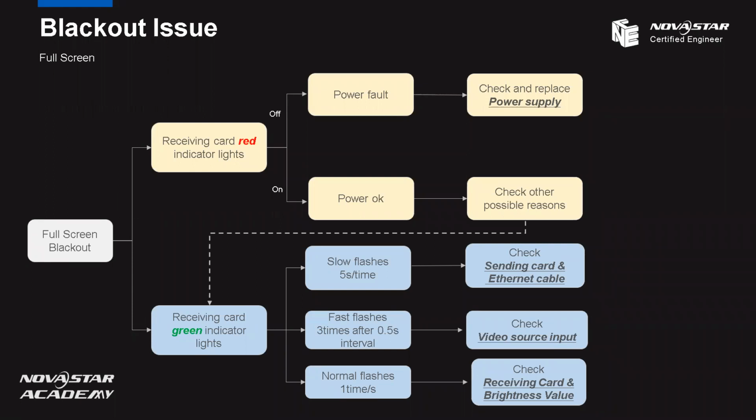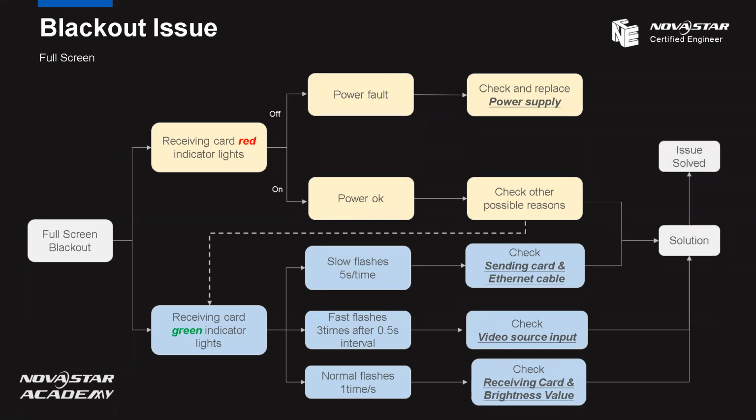If the gray indicator is a normal flash, like once per second, we need to go further to check more hardware, like the hub board, and we also need to check the firmware and configuration file on the receiving card, and we also check the brightness value and the screen control to make sure it is in normal display status. So after all of the troubleshooting, you will work out a solution for the full screen blackout issue. So this is the full screen blackout troubleshooting, possible reasons, and also our recommended troubleshooting process.